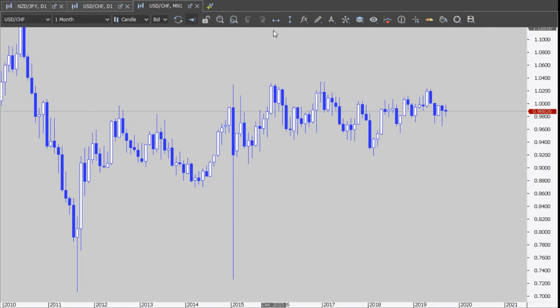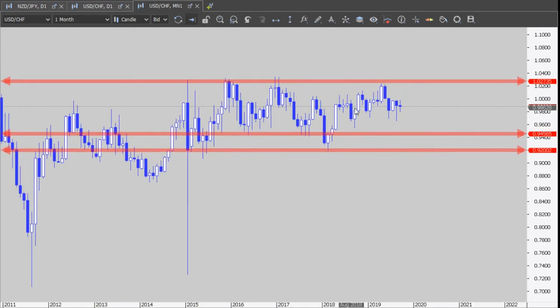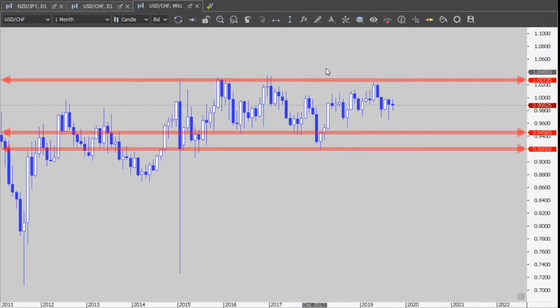Extension, retracement. So this is the monthly chart. We are kind of sideways, right? Different areas, different levels, right? So there is no right or wrong.